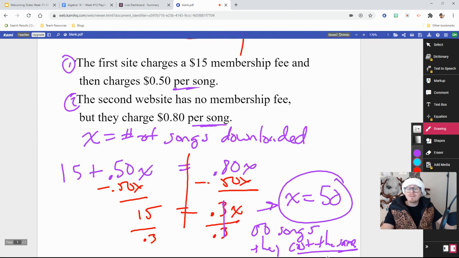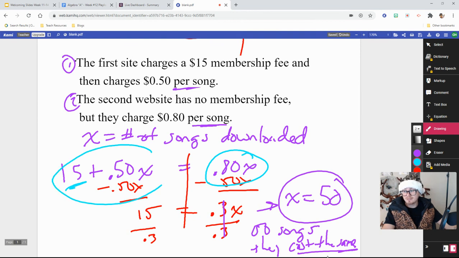So that means at 50 songs, they cost the same. But the real question, like as a consumer, and this is something you can actually do in your life, if you're going to download less than 50 songs, which one should you get? This one, because you don't have to pay this $15 up front. If you're going to download more than 50 songs, which one should you get? This one, because the other is going to cost more. But if you download a lot of songs, you get this one.